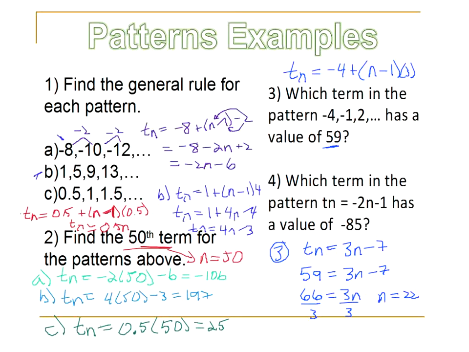Now question 4 is very similar, except instead of giving you the pattern, I've already given you the equation. So for question number 4, what we're going to do is plug in -85. So -85 equals -2n plus 1. I think that's what I had anyways.